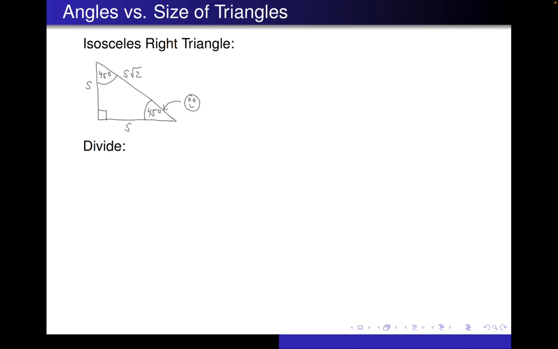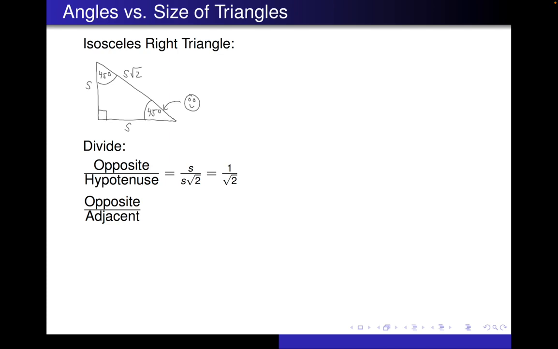And my rule that I'm going to do here is I'm going to take the opposite side, and what I mean by the opposite side is the side farthest away from that 45-degree angle. That's going to be the vertical side of the triangle, and then divide that by the hypotenuse. So when I do that, the opposite side has length s, the hypotenuse has length s square root of 2. Very conveniently, those s's cancel to give me 1 over square root of 2.